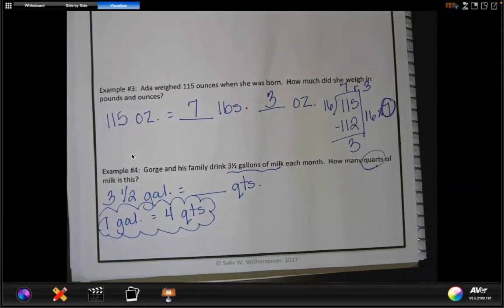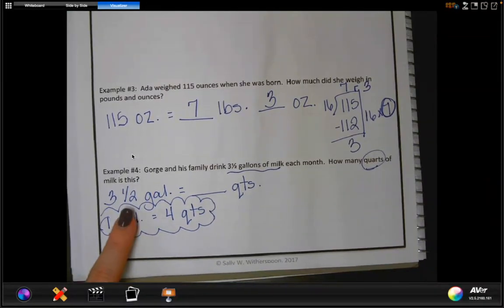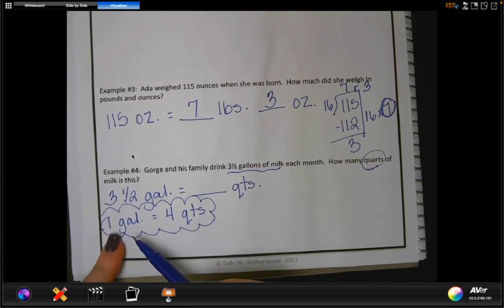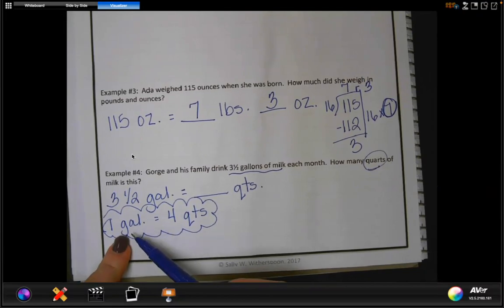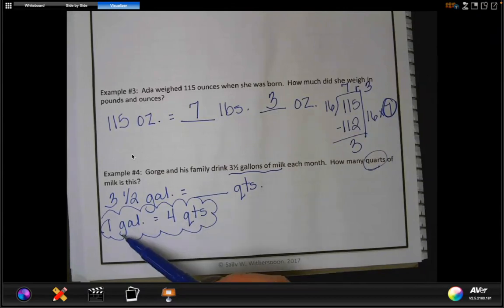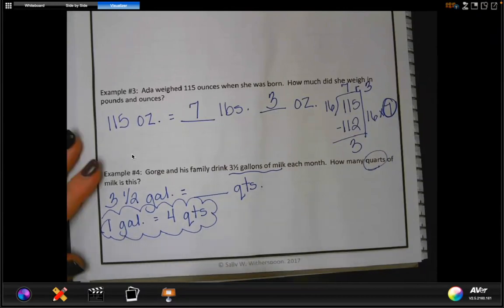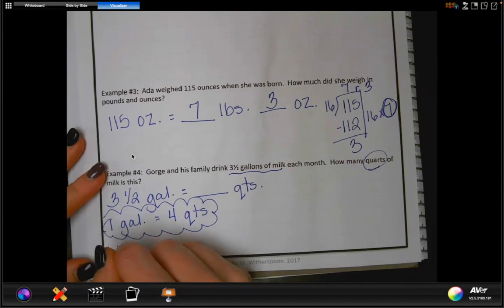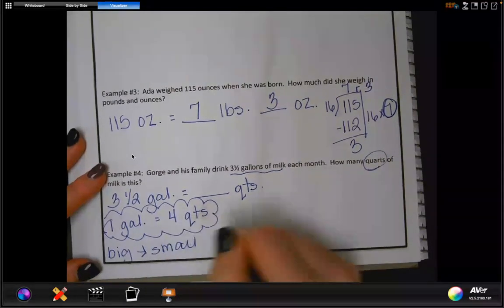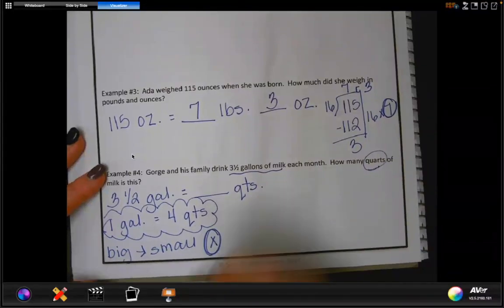From here, we need to determine if we are going big to small or small to big. We've got 3.5 gallons. Well, we know that 4 quarts is 1 gallon, right? So that tells us that a gallon must be pretty big, because to make a gallon, I have to dump 4 quarts into that bucket just for that bucket to say that I've got 1 gallon. So what that means is we're going big to small, which means we're going to multiply.